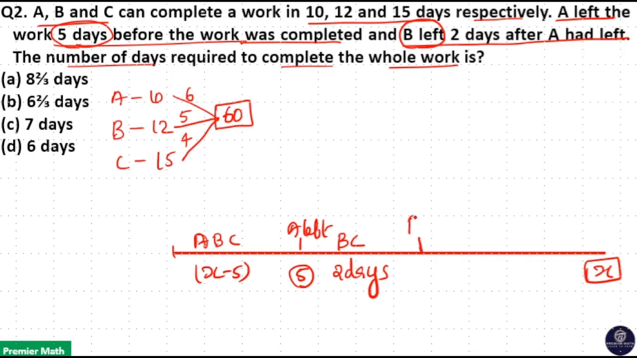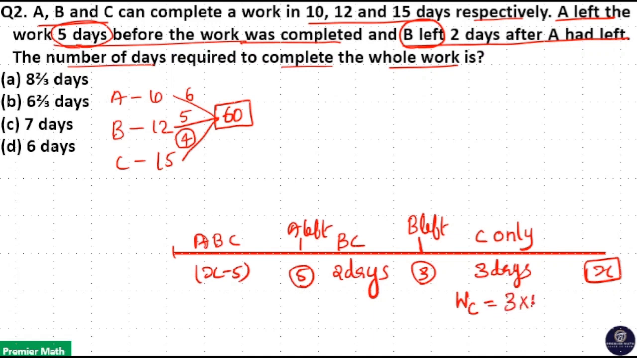But B left 3 days before the work was completed, because B only worked for 2 more days after A had left. So the remaining is 3 days. Now A and B left, remaining is C. So C alone worked for 3 days. Now here efficiency of C is 4. That means work completed by C in these 3 days is 3 into 4, so 12 unit.